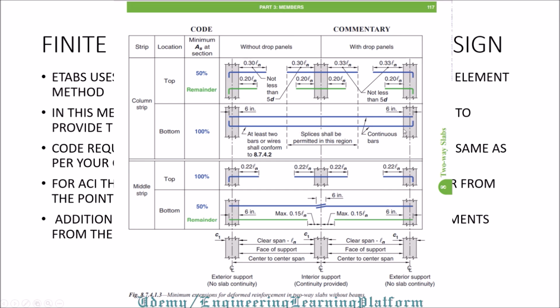So for the column strip, bottom reinforcement should be continuous, and for top reinforcement in the middle span, you can have 0.22 ln. However, most of the time in design office practice, in order to simplify the design method, we can conservatively take this distance as 0.3 ln as well. That would be a conservative approach, and you would also be fulfilling the code requirements. For bottom reinforcement in the middle strip, at least 50% should be continuous throughout, while the remainder of the reinforcement can be at a distance of 0.15 ln from the center of the middle column.